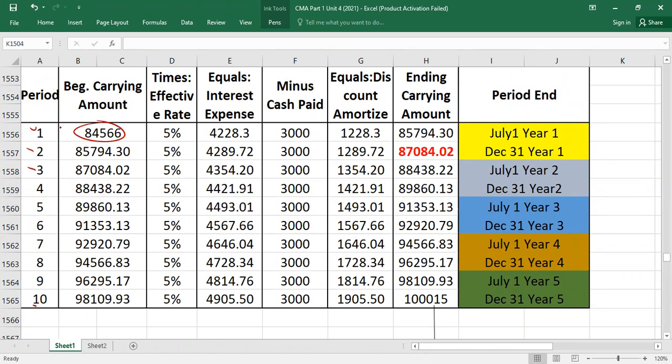So I'll start the calculation with the present value. What's the present value? 84,566. And I'll multiply with what? With the adjusted effective rate, which is 5%. Right? I will get what? Interest expense. But actually interest I'm paying how much? 3,000. Do you remember, stated rate 3% of $100,000? This will be the interest, 3,000. So the difference of these two, interest expense and cash paid, will be your amortization of discount. Right or wrong? Now beginning carrying value plus amortization will be the ending carrying value.